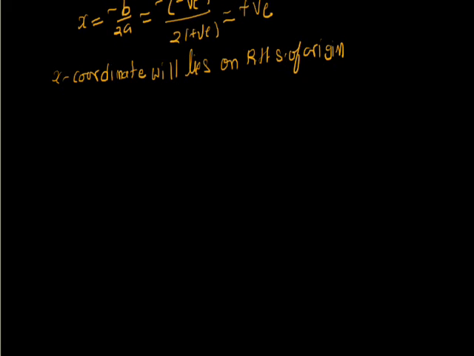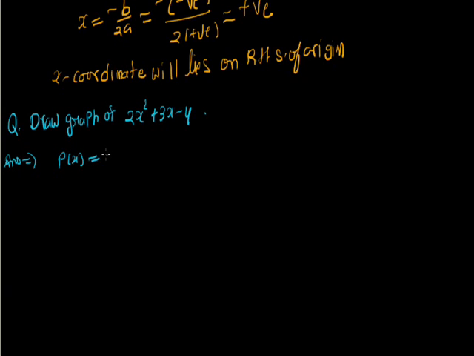Let us take some questions. First question is: draw the graph of 2x square plus 3x minus 4. Okay, draw the graph of the polynomial 2x square plus 3x minus 4. Now how can we solve this? We can represent this polynomial by p of x is equal to 2 times x square plus 3 times x minus 4. Now we look at the signs here.